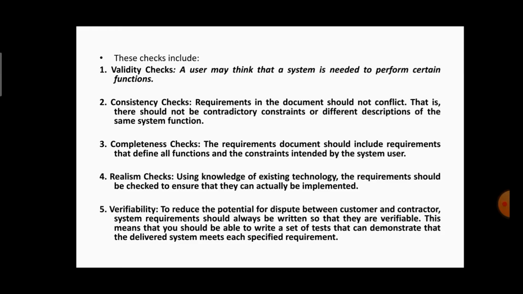If you tell the requirements and it can't be developed, it's not a good thing. Getting, guys? Realism checks have to be done on your requirement. For example, using the knowledge of the existing technology, the requirement should be checked to ensure that it can actually be implemented. I already told you, your requirement should be in a position to be implemented, to be developed. If you are telling the requirements and you are not in a position to develop, that's not a good thing.